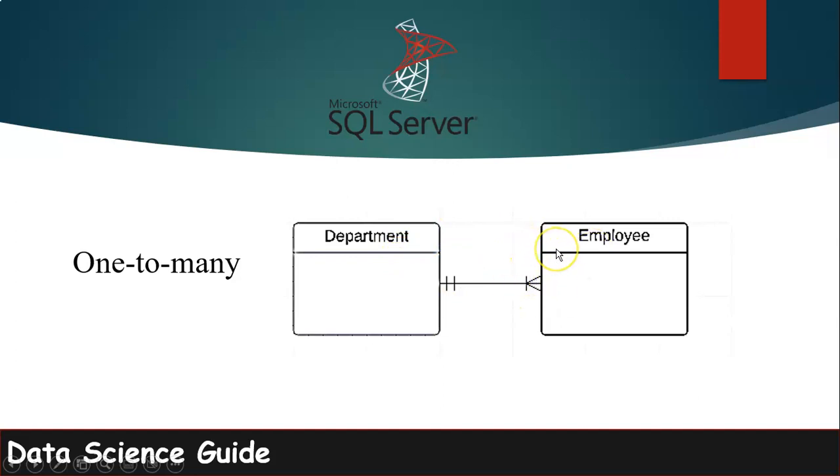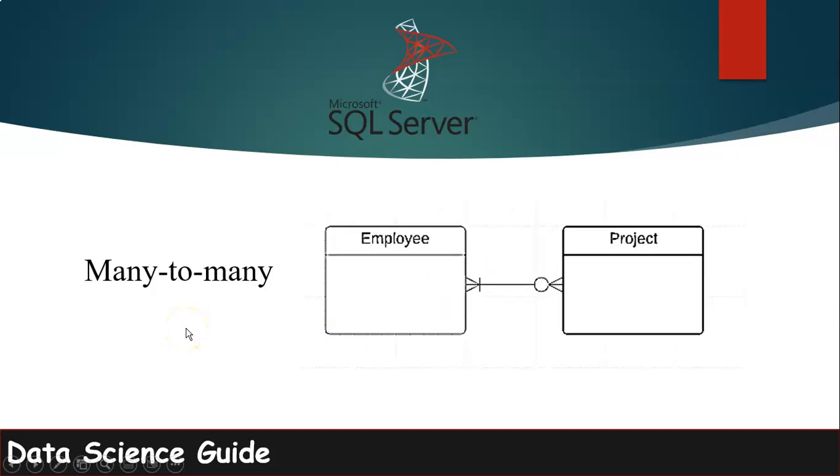However, on the other side, this 1-1 means the employee belongs to one and only one department. The employee cannot work for two departments. So the first vertical line means the employee belongs to one department and the other one is only one. So 1-1 means only one.